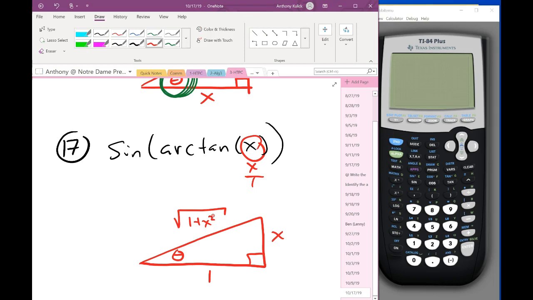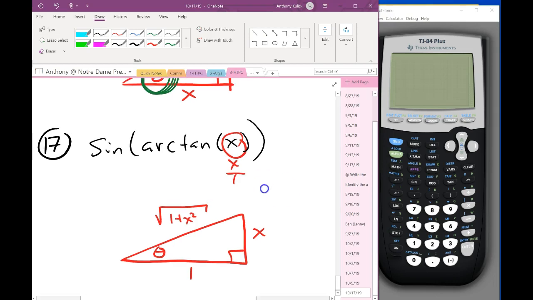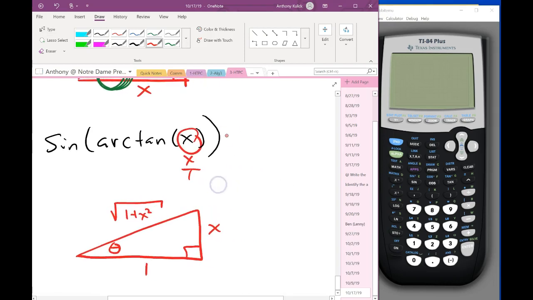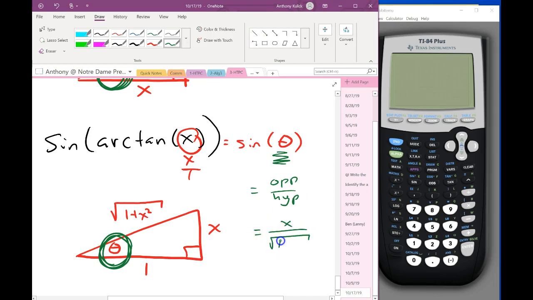Okay. So I now have just sine of theta. What theta am I talking about? That specific theta from that specific right triangle. I know sine is opposite over hypotenuse. So that's going to be x over square root 1 plus x squared.